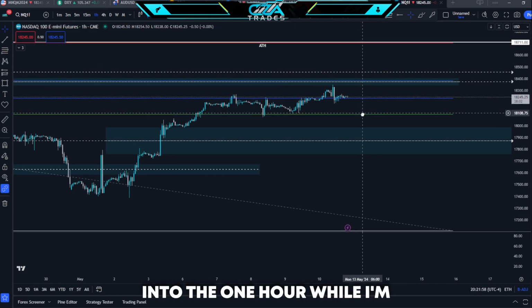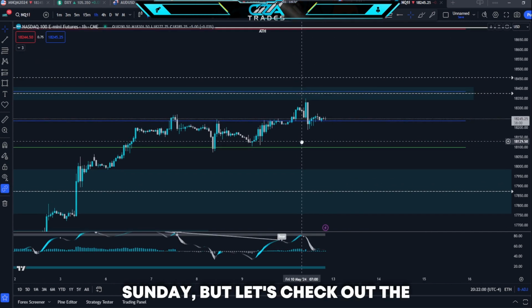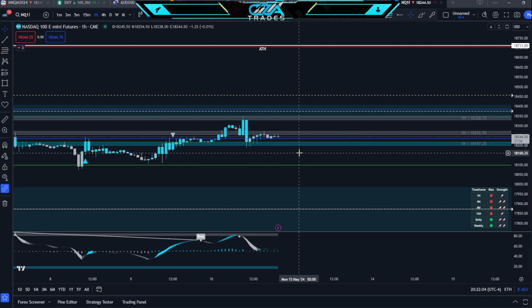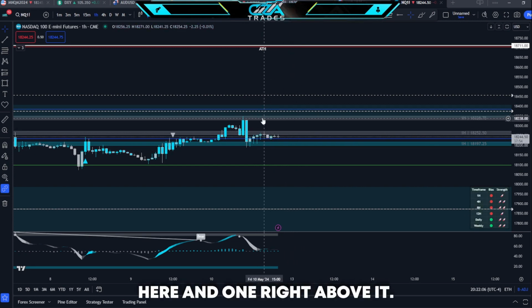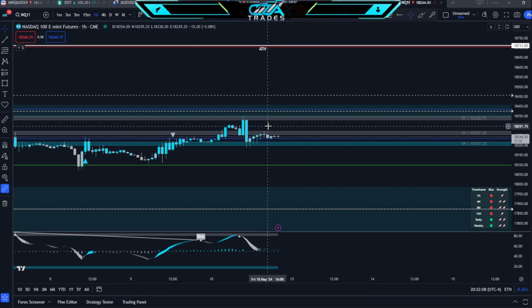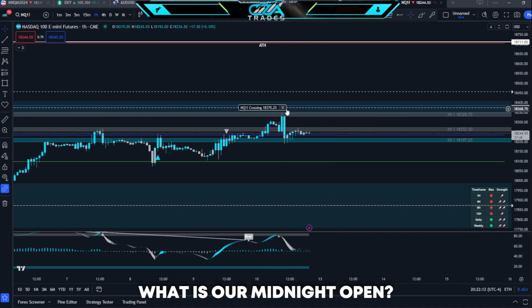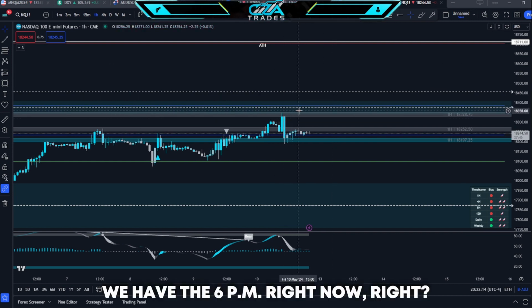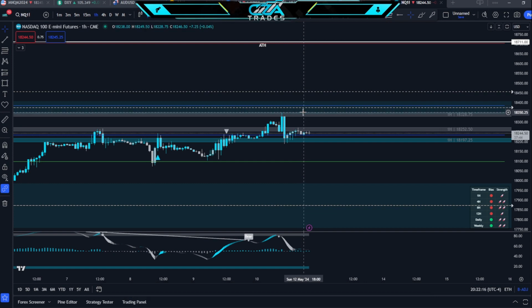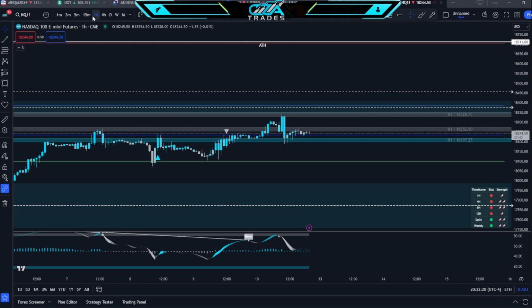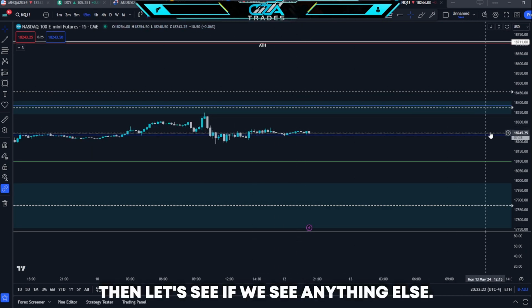I don't usually go into the 1 hour while I'm doing these sessions on Sunday. But let's check out the price action on the 1 hour. We have a resistance area here and one right above it. That's our buy side liquidity. What is our midnight open? Well, we have the 6 p.m. right now, right? This is our 6 p.m. This is where we're starting out. Resistance level here. Then let's see if we see anything else.